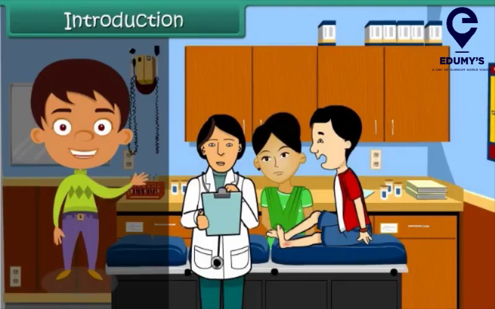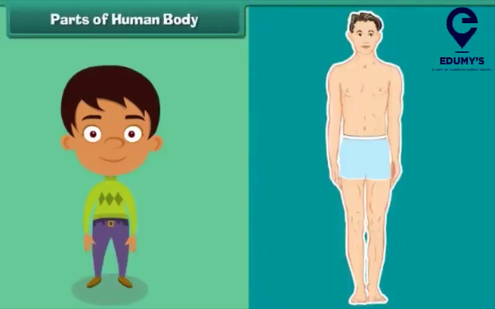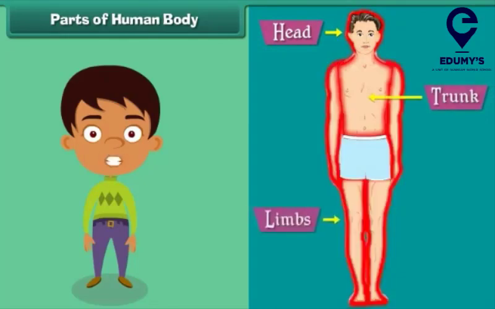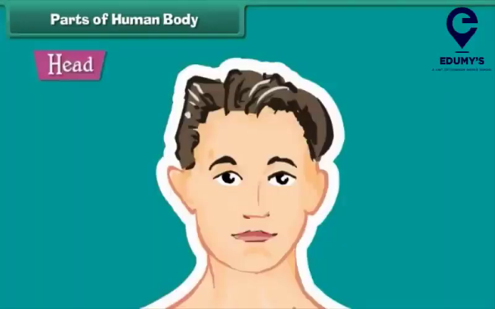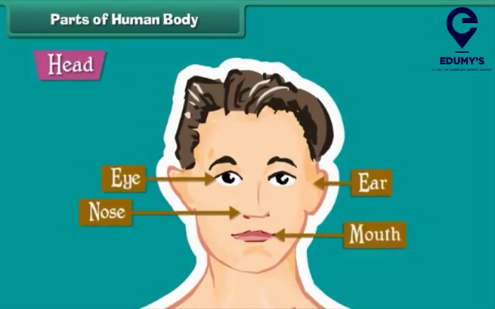In this lesson, you will learn about the different organ systems of our body and their functions. Parts of human body. Human body is divided into 3 main parts. They are head, trunk, limbs. Head is the uppermost part of the body. Eyes, ears, nose and mouth are located on it.